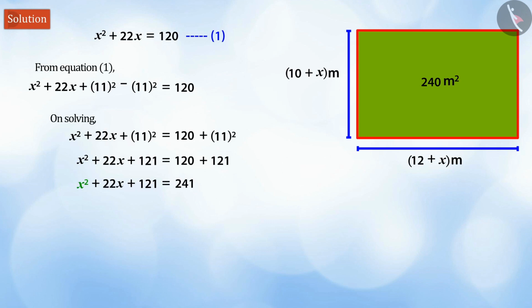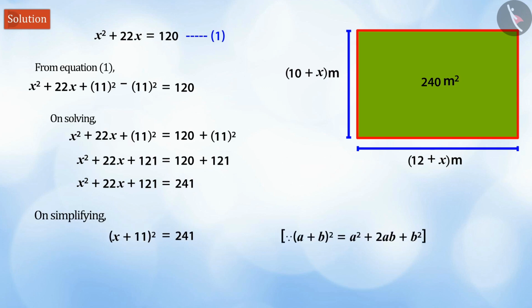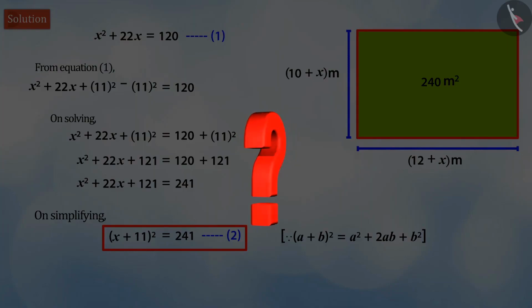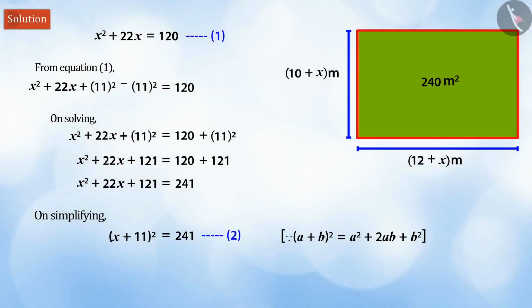When we solve this equation, we get x square plus 22x plus 121 equal to 241, which can be represented in the given manner in equation 2. Can you find the solution of this equation, that is, the value of x? Well done! In order to solve this, the square root sign will be applied to both sides of equation 2. We will get the value of x plus 11 as plus or minus root 241.